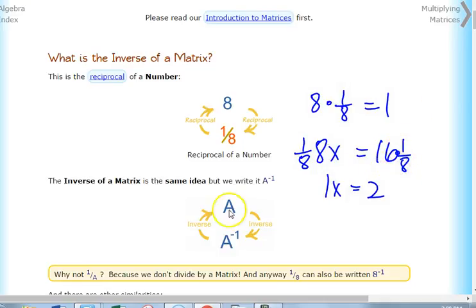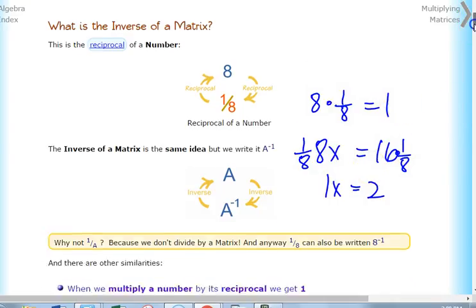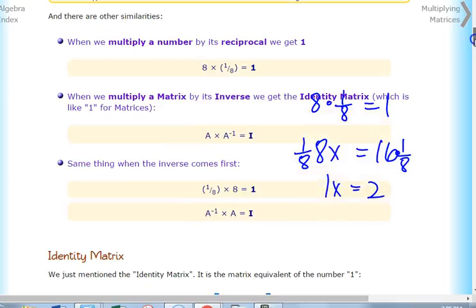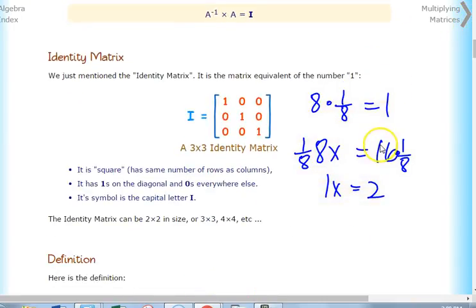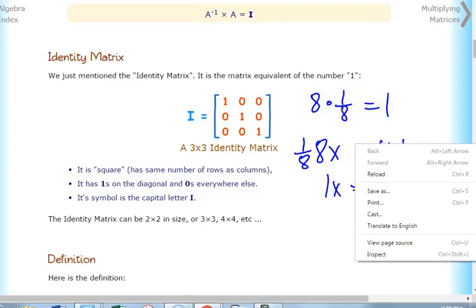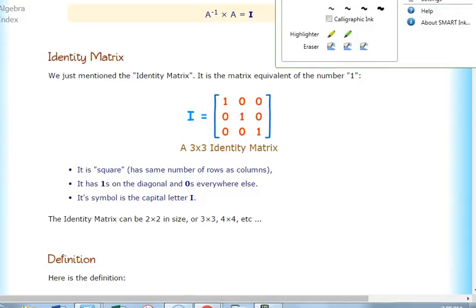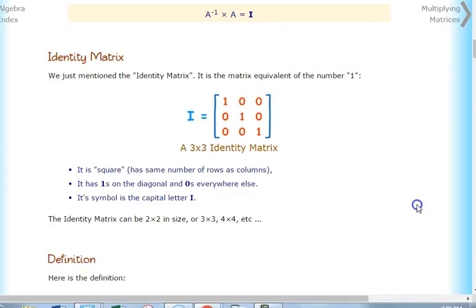It was a reciprocal. The same idea is true of a matrix. The multiplicative inverse will get rid of the matrix. It will get down to, instead of a 1, what's called the identity matrix. This is all going to be done on the calculator eventually, okay? This is an identity matrix, guys.